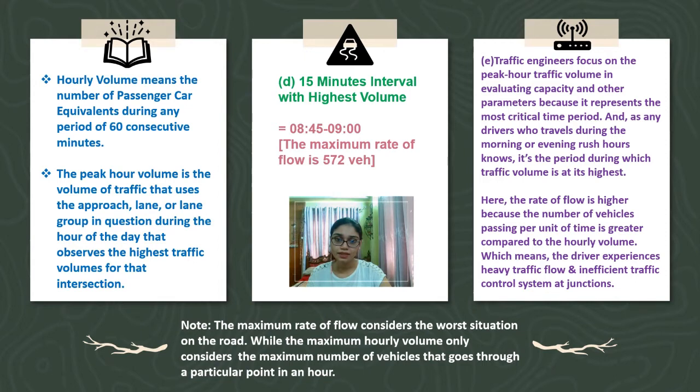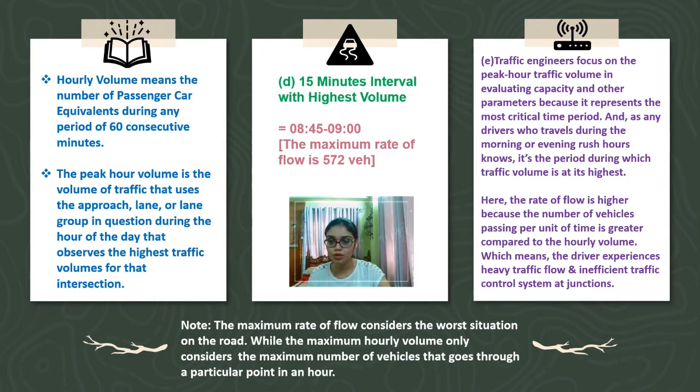After answering questions A to C, we are able to understand two main concepts. The hourly volume means the number of passenger car equivalents during any period of 60 consecutive minutes, and the peak hour volume is the volume of traffic that uses the approach lane or lane group in question during the hour of the day that observes the highest traffic volumes for that intersection.